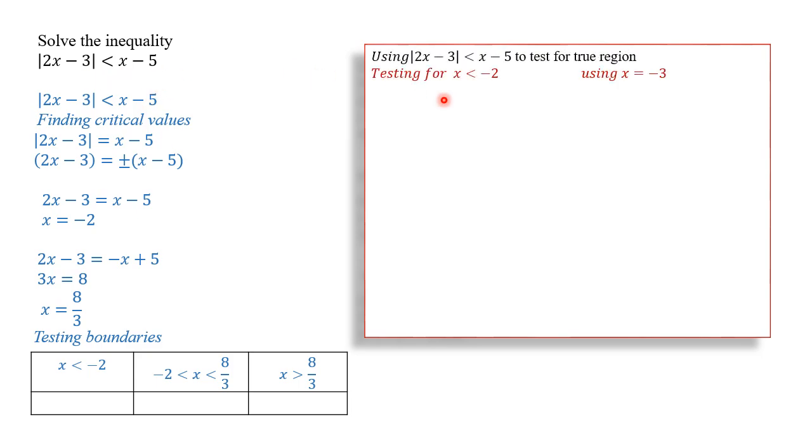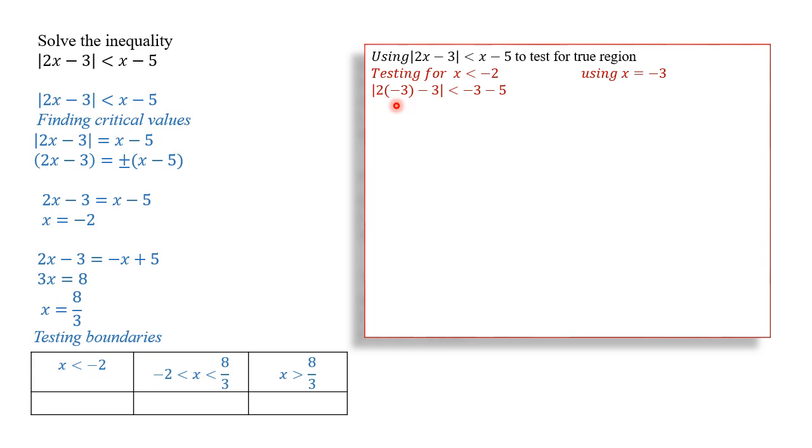First we are testing for x less than minus 2, the region which is less than minus 2. You can take any number which is less than minus 2. You can take x equals minus 3. Any number that is less than minus 2 is applicable. We can use minus 4, minus 6, any number that is less than minus 2. In this case, we just take minus 3 here. So we put minus 3.